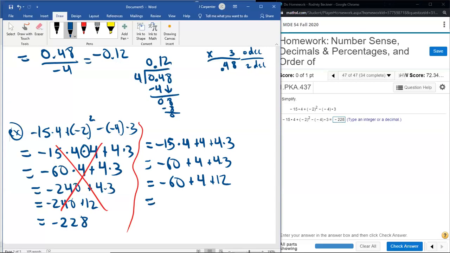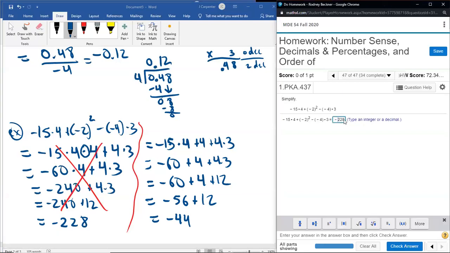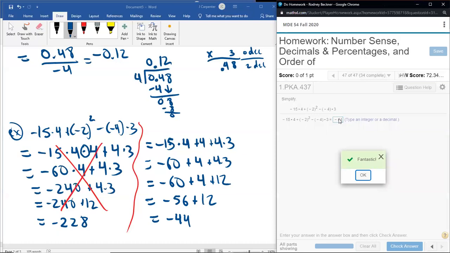Now we do our additions. Negative 60 plus 4 would be negative 56. Different signs, subtract, keep the sign of the larger, and then plus our 12. Once again, different signs, so we subtract and keep the sign of the larger. 56 minus 12, well, 6 minus 2 is 4. 5 minus 1 is 4. So negative 44. Let's see if we can get it right on the second try. Drum roll. There we go. Got it.